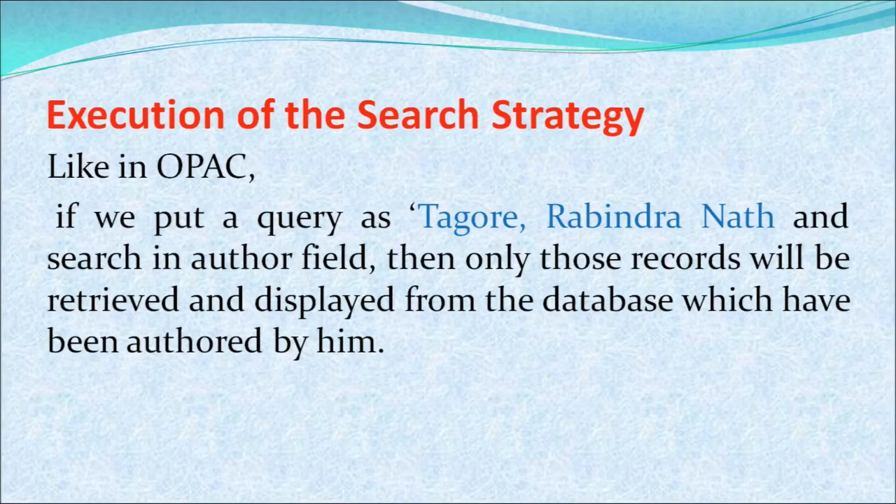Now, execution of the search strategy. In an OPAC, if we put a search query as Tagore Rabindranath and search in the author field, then only those records will be retrieved and displayed from the database which have been authored by him, like Rabindranath Tagore when we put it in the author field.